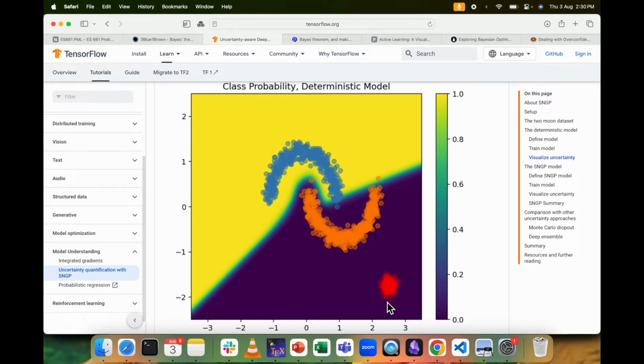We don't know. So this course will help us appreciate the fact that modern day networks don't directly express what they don't know. But that's the whole point. We need to know when the model doesn't know.